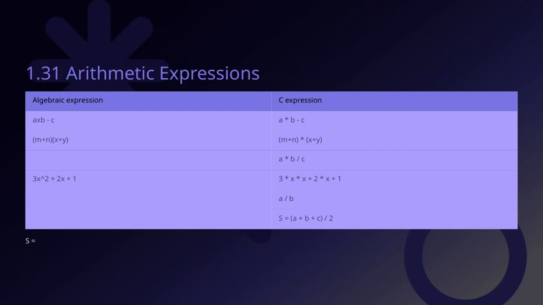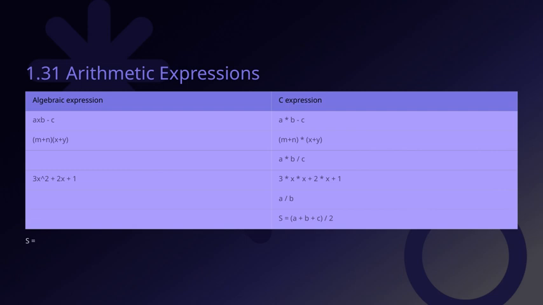Now, consider more complex expressions, like a * b divided by c. In algebra, it's written as a * b / c, which is directly mirrored in C syntax. Another example is a quadratic term, 3x squared plus 2x plus 1, which in C becomes 3 * x * x + 2 * x + 1. Notice how we explicitly write the multiplication with an asterisk, especially for powers or repeated variables.